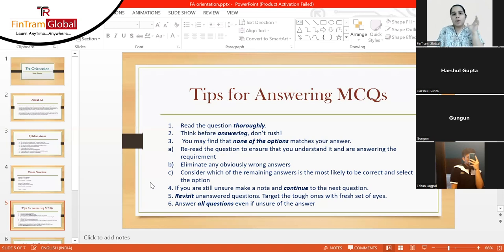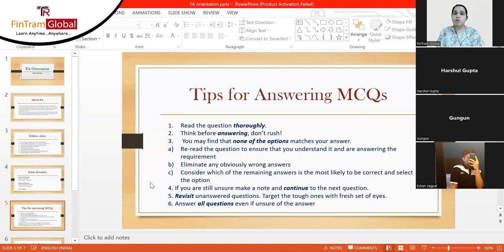So make sure once a question is done, forget about it. Move on. You have to remember these words. You have to move on. You cannot dwell upon a question and keep on thinking about it. One question done, forget about it. Go to the next question, start afresh and read that question, of course, thoroughly.